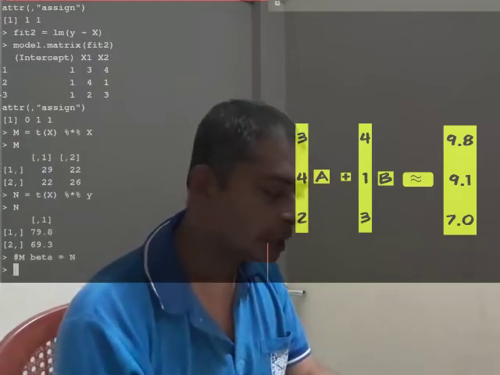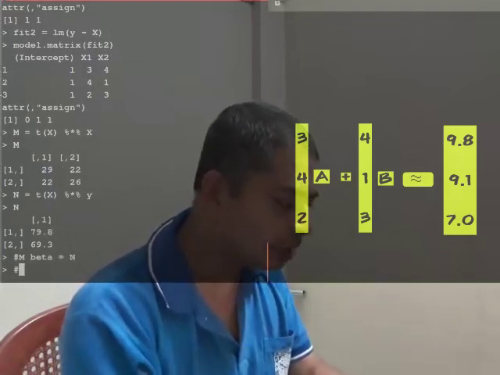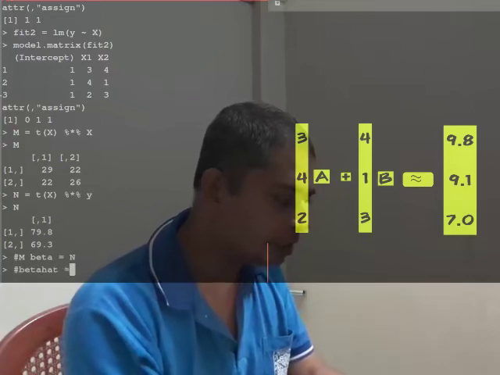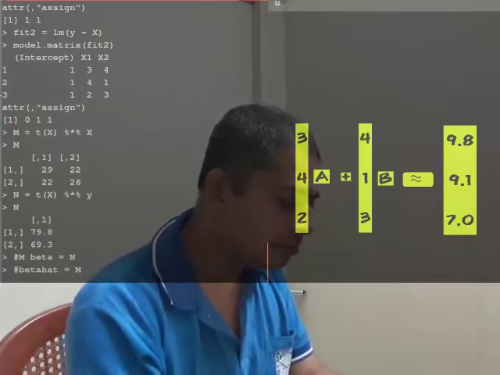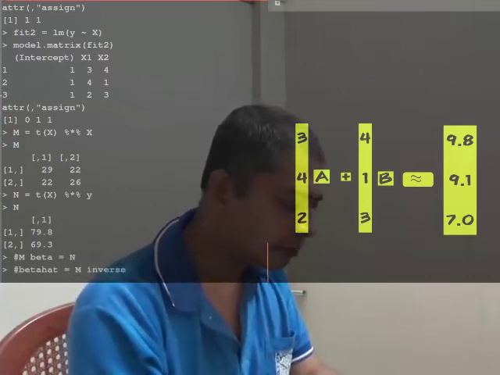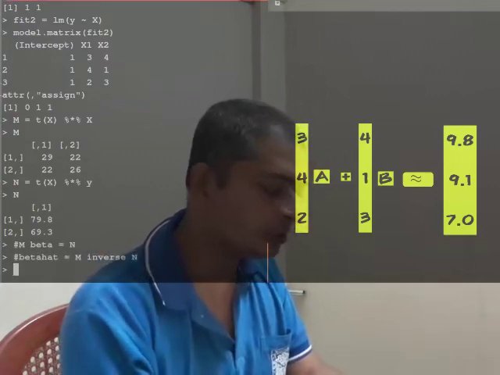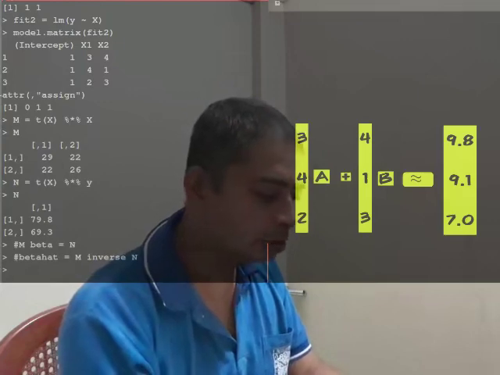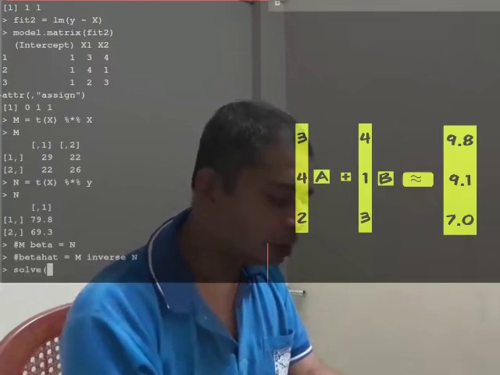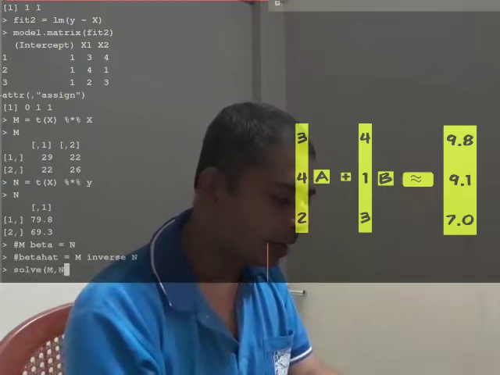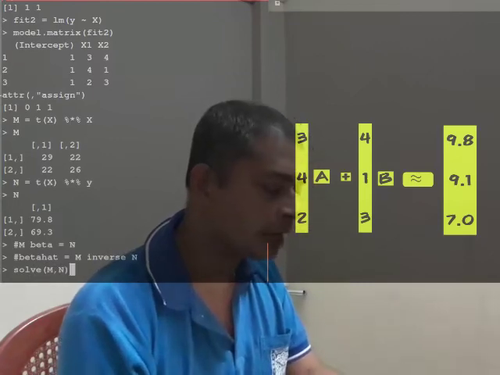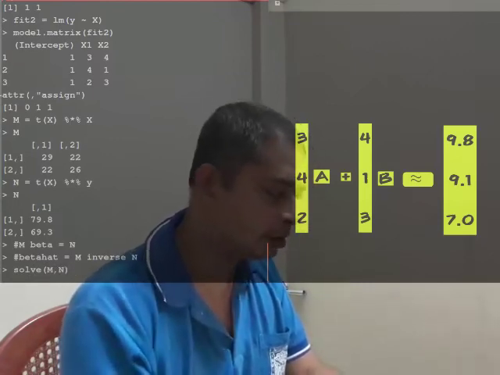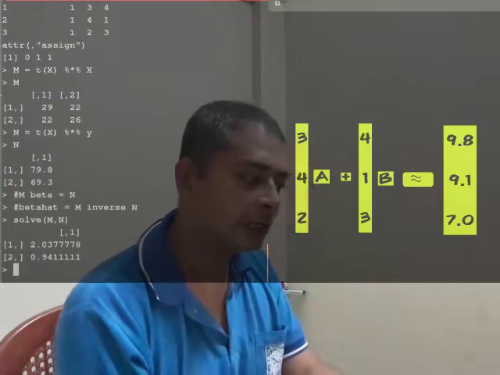So this is what we are trying to solve, and we know that the thing that we will get is beta hat is M inverse N. So let's just see whether I can do that. The way to solve a system in R is to use the function solve M comma N. I use solve M comma N, and these are the values that I get.